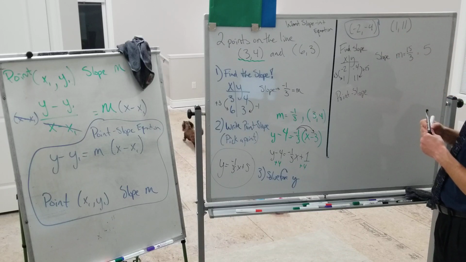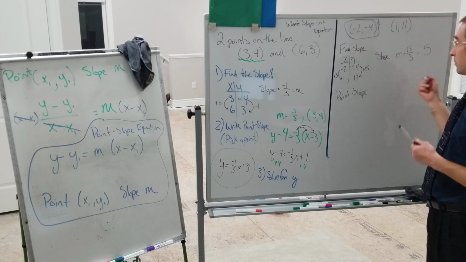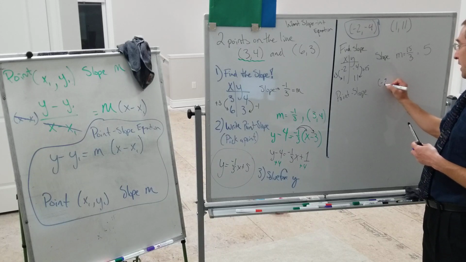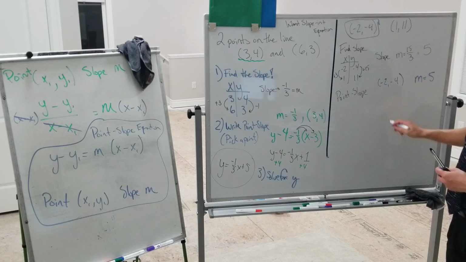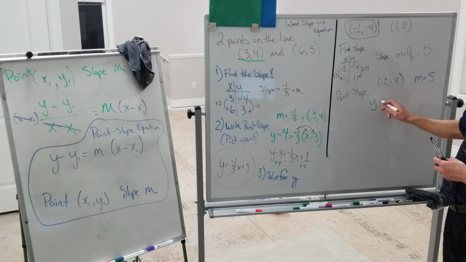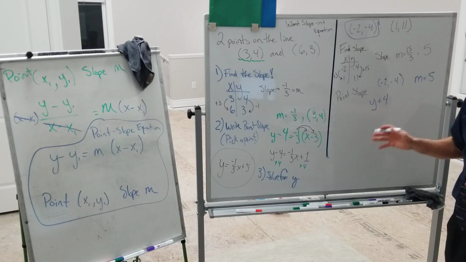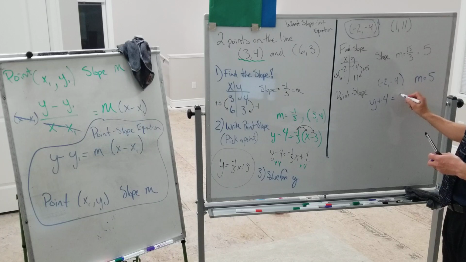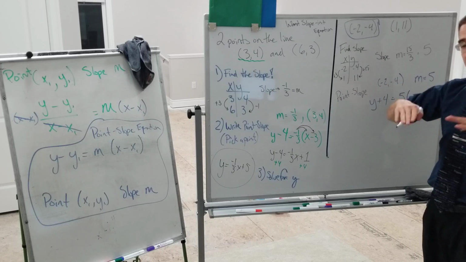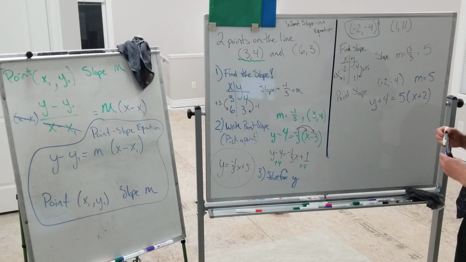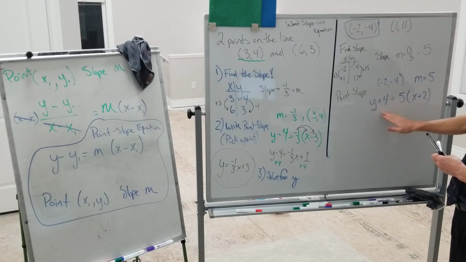Either way, but I'm going to pick (-2, -4). So we have (-2, -4), and we have m equals 5. So I go y minus the y number, which is going to be y plus 4, because that 4 is negative, equals slope times x minus the x number. Because it's a negative 2, minus a negative 2 makes it a plus 2. So here we go, we've got our point-slope equation.